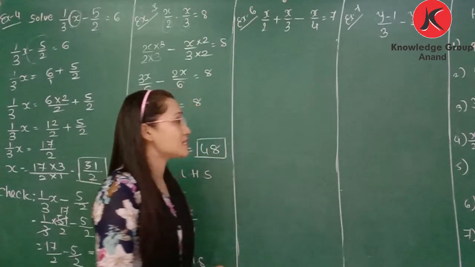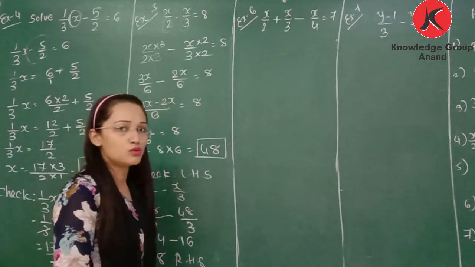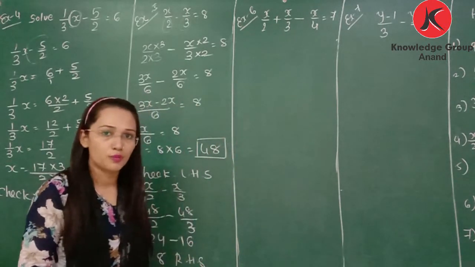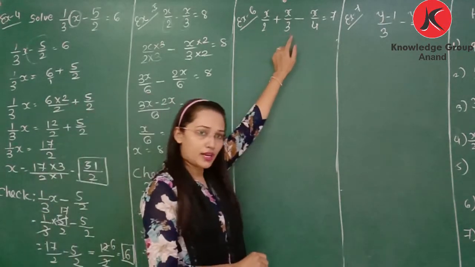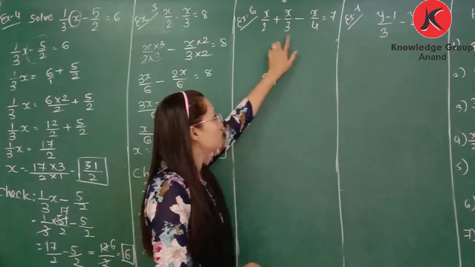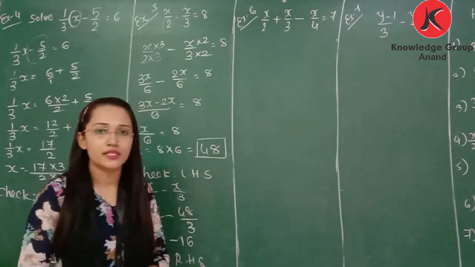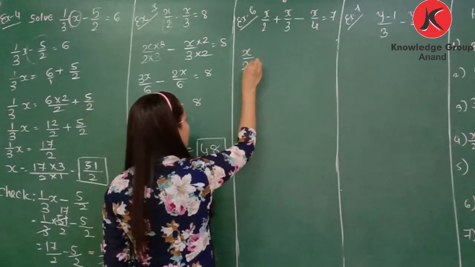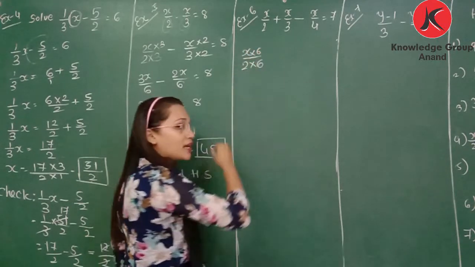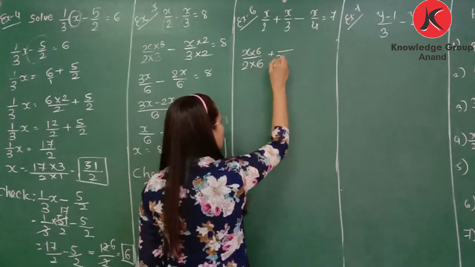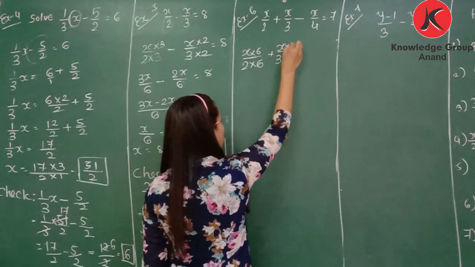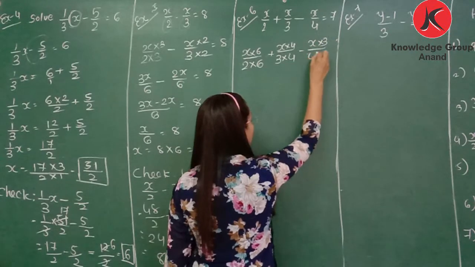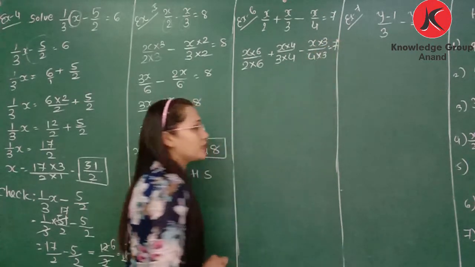x by 2 plus x by 3 minus x by 4 is equal to 7. Again, these three terms in the equation have a variable x. So first of all we will simplify the left hand side by taking the LCM of 2, 3 and 4. Now what is the LCM of 2, 3 and 4? It is 12. So here x by 2 needs to multiply with 6 to get LCM 12 in the denominator. 3 needs to multiply with 4. So x is also multiplied with 4 and here x is multiplied with 3 to get denominator 12.